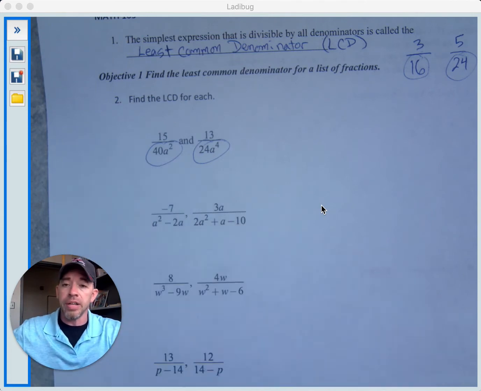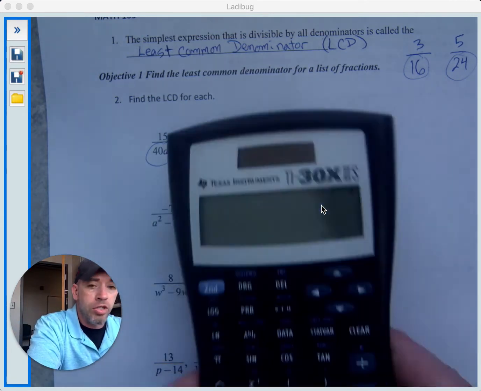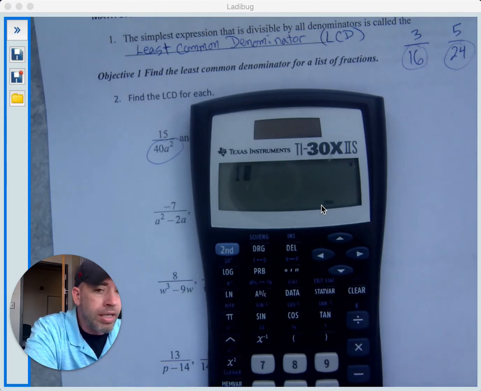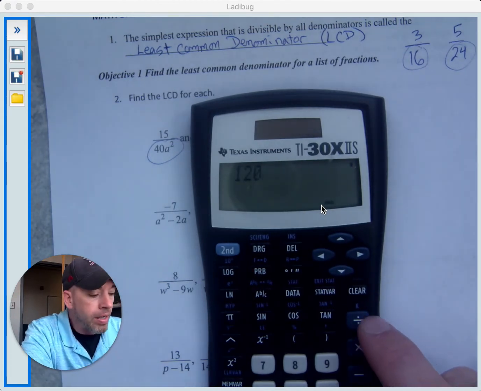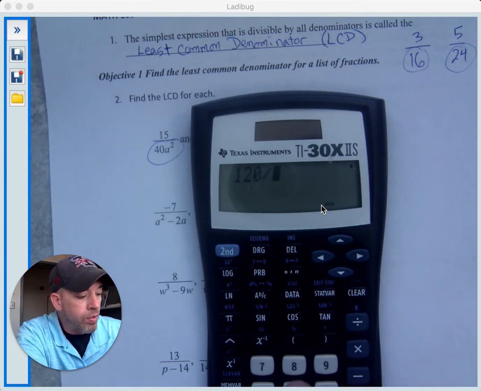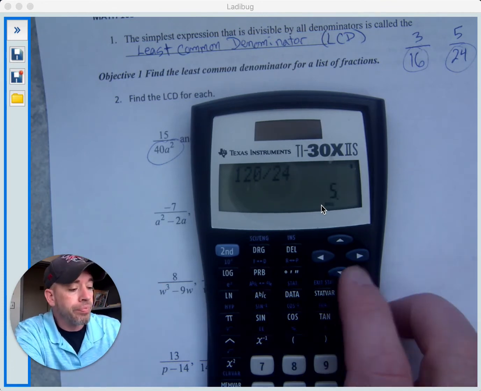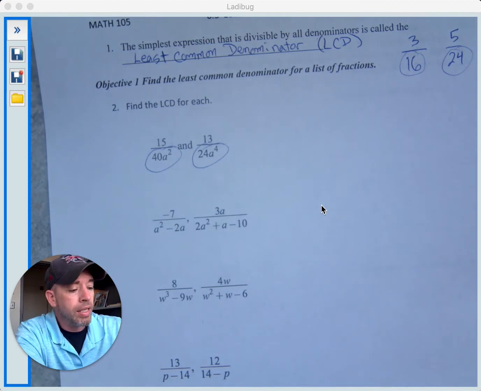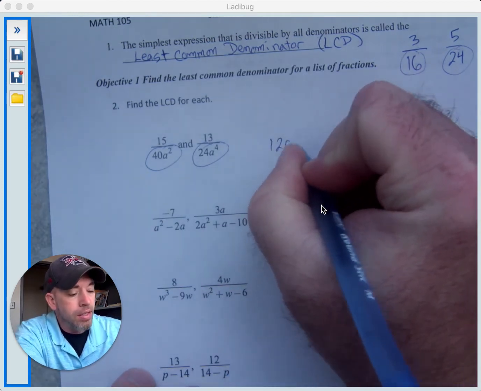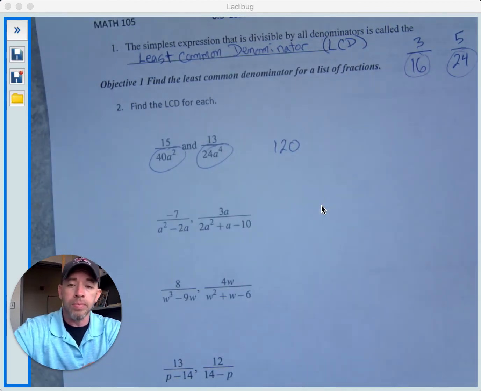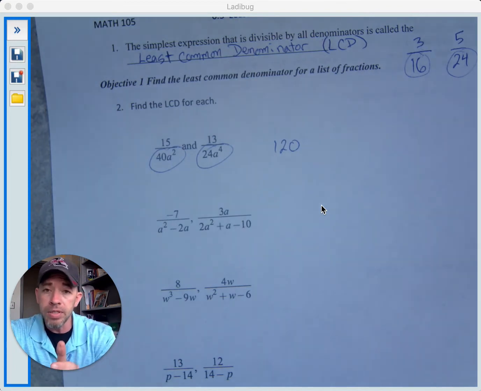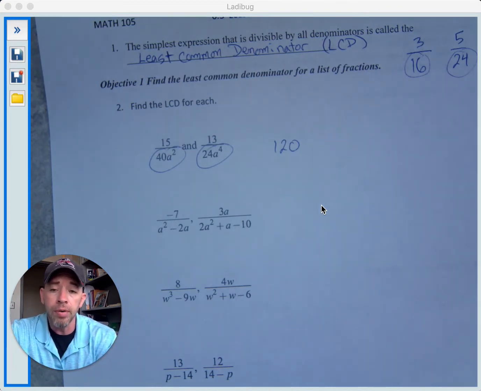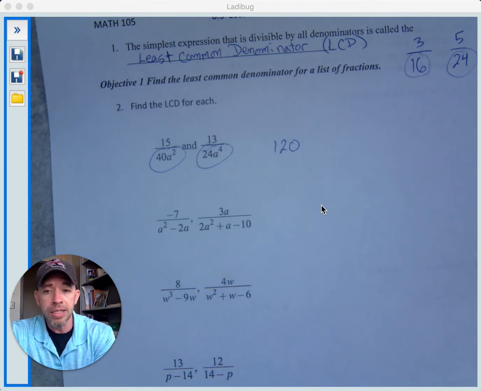And you can verify that. I'm going to use my little calculator just to make sure. So 120 divided by 24 is 5. So it goes in evenly, right? So we can use 120 as the number, because 24 and 40 both go into it. But there are bigger ones, like 240 would work also, but it's not the least common denominator, so we use 120 as the smallest number they'll both go into.